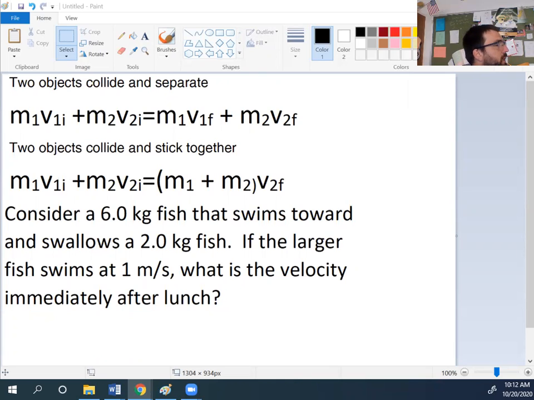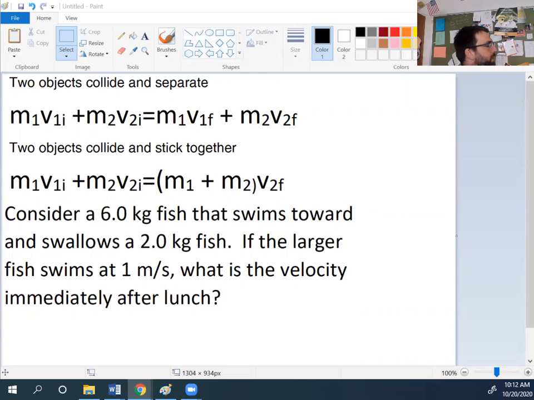So if two objects collide and they stick together, the mass of the first object times the velocity of the first object plus the momentum of the second object initially equals the momentum of the first object plus the momentum of the second object finally, the final momentum. So we broke those down into M1 V1 because that's how you calculate momentum. Now, they're a little bit easier to do if they stick together, okay? Because if they stick together, they have the same velocity.